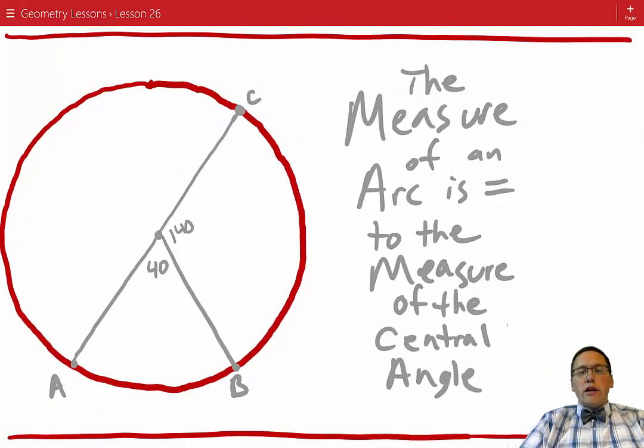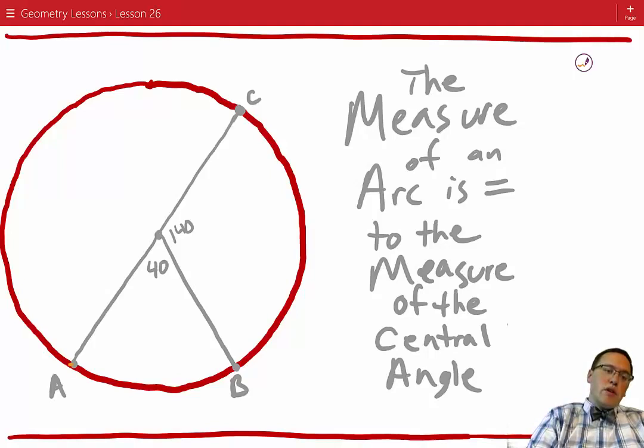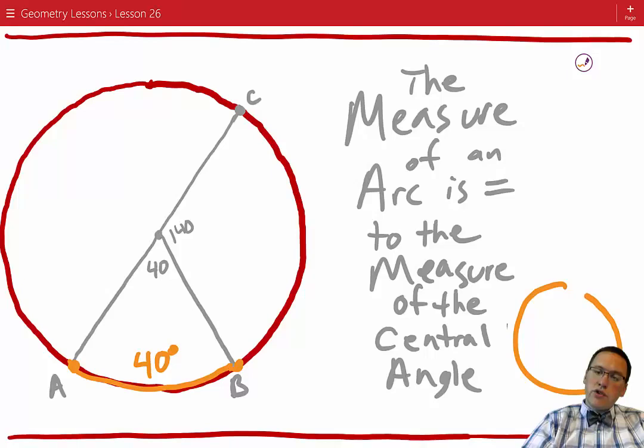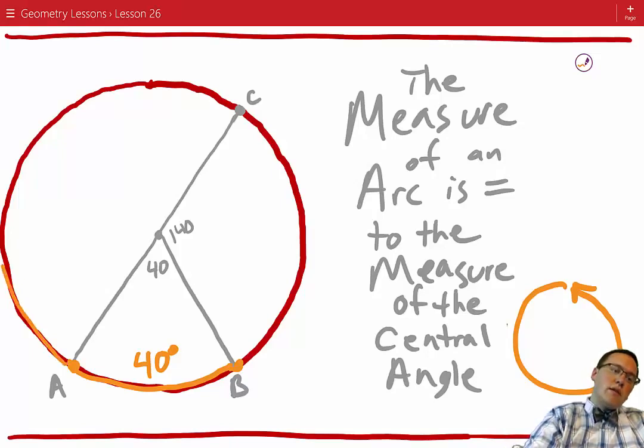The measure of an arc is equal to the measure of the central angle. So the measure of arc AB between A and B is 40 degrees. Whenever they ask you for a measure of an arc, they're essentially asking you what portion of the 360-degree rotation is the arc. So for example, arc AC is half of that rotation. That's a 180-degree arc.